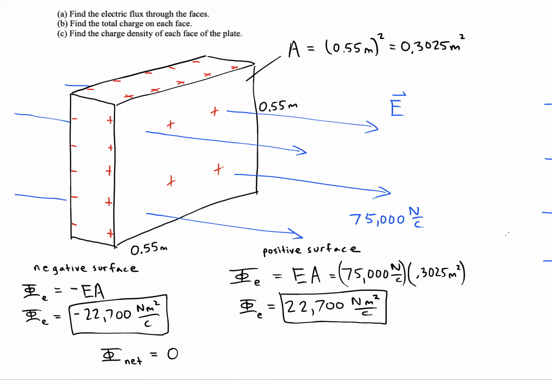All right, now we want to find the total charge on each face of the copper plate. For that, we can use Gauss's law. In order to use it, though, what I'd like to do is split up my object into two distinct pieces. One piece will contain the positively charged face, and then the other half will contain the negatively charged face.